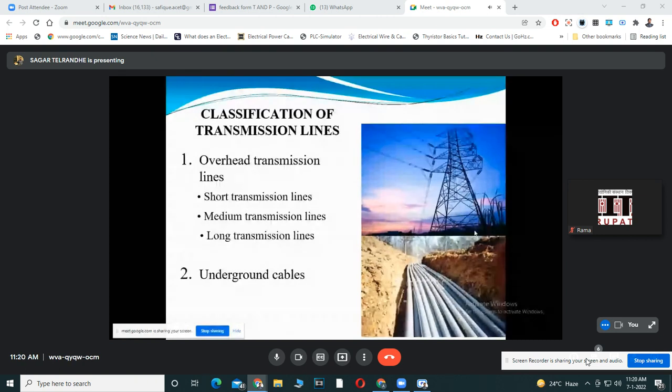As you can see in the pictorial figures, the overhead transmission line is basically the transmission conductors laid overhead on the towers, whereas if you see the underground cables, they are placed in a drain, and this drain will be covered after the cables are placed manually.